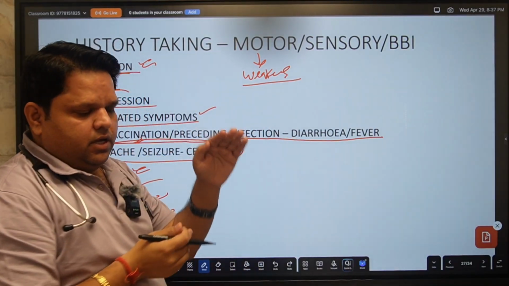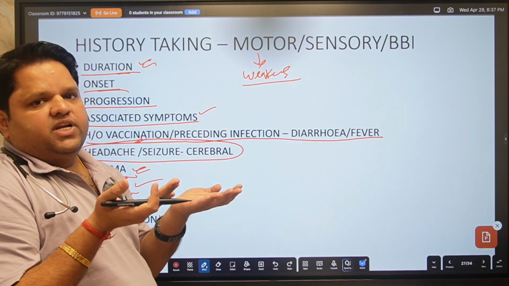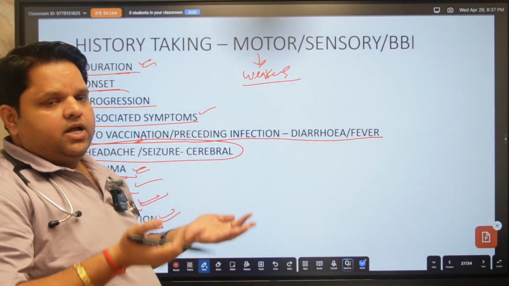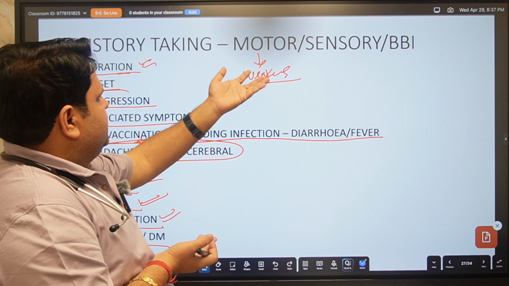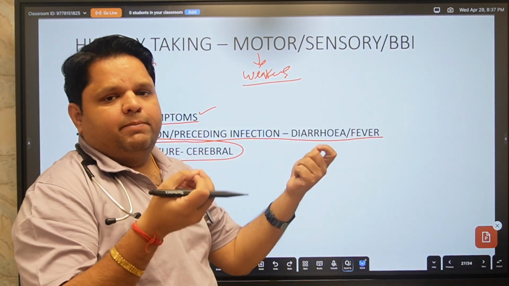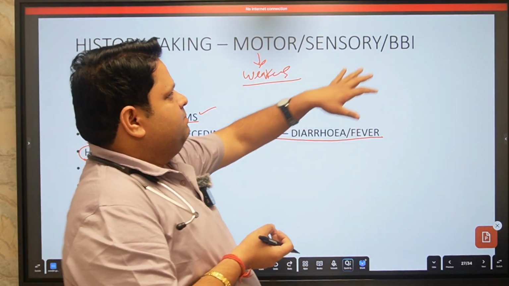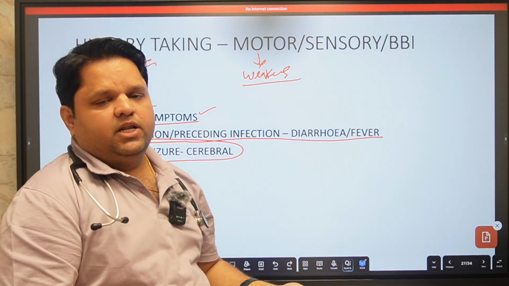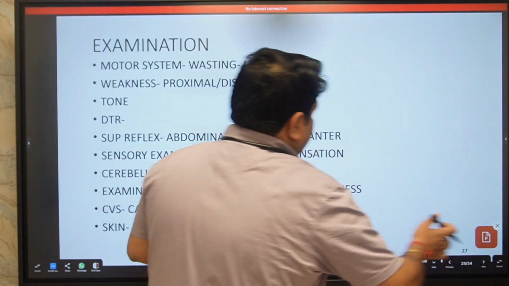So in history, we should keep in mind that we ask about motor symptoms like weakness. Weakness started from the distal part or the proximal part, whether ascending or descending weakness is there, involvement of different muscle groups, onset, progression, duration. Then the sensory symptoms: any tingling, paresthesias, numbness, imbalance on walking. Bladder-bowel involvement: difficulty in passing urine or incontinence of urine.